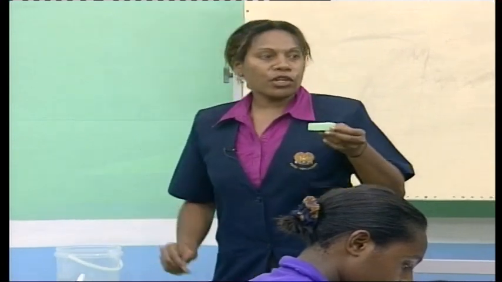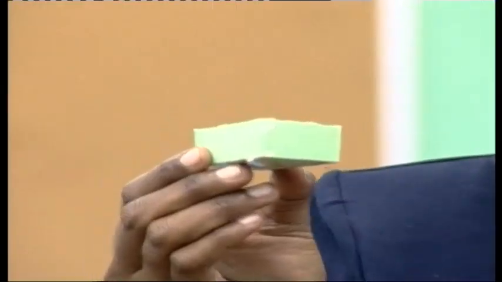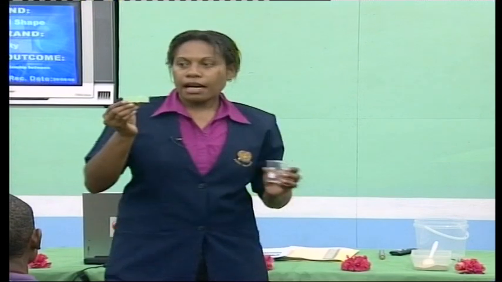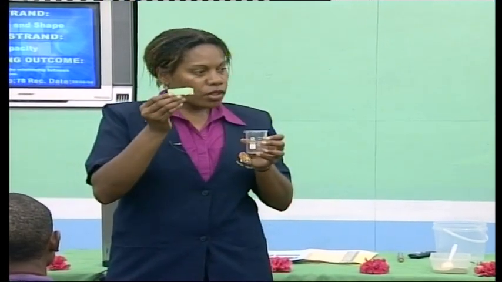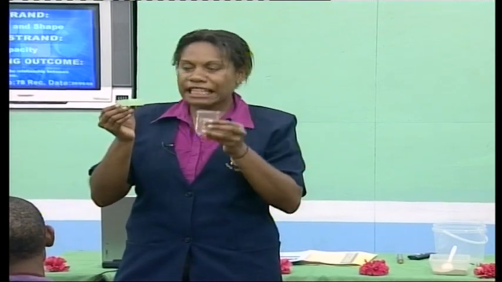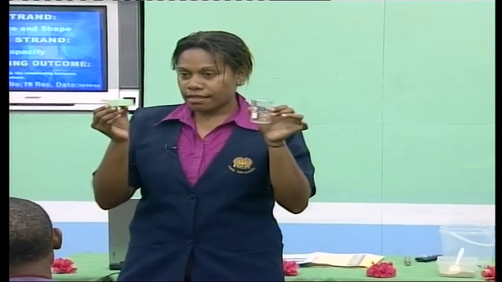This is what we're going to do now. Like I said, we're going to find the capacity of this box, or this cuboid. We've already poured sand into this cuboid. So to find the capacity, I'm going to pour this box, or this cuboid of sand, into this measuring glass.